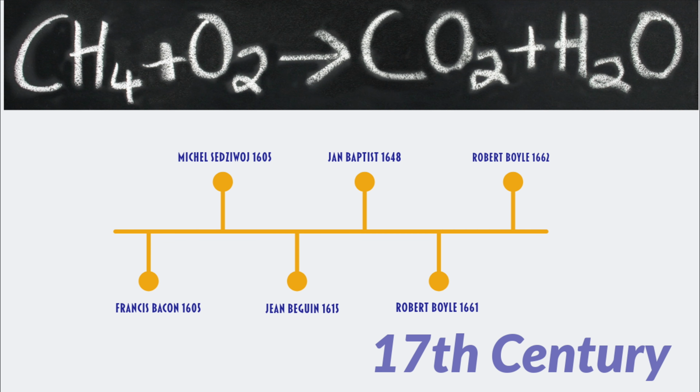Now, moving to the 17th century, 1605, Sir Francis Bacon published The Proficience and Advancement of Learning, which contains a description of what would later be known as the scientific method.